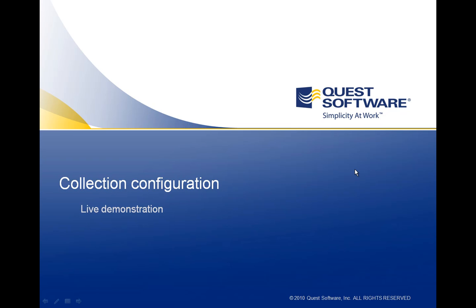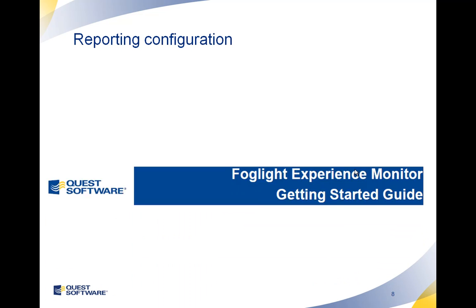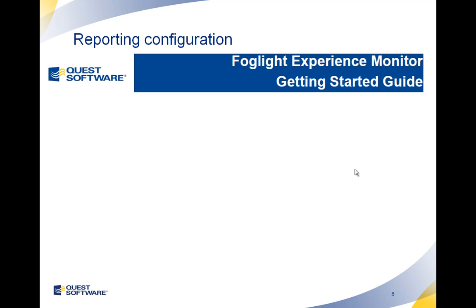We'll begin this section where we left off with the collection configuration live demonstration, and we'll pick that up next with the reporting configuration. Now the reporting configuration is contained in the document called Foglight Experience Monitor Getting Started Guide. So it's not the same document that we followed in step 1. This is the second document of the two.